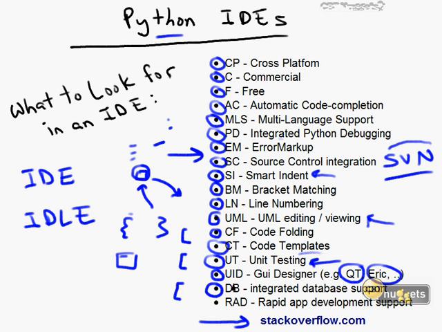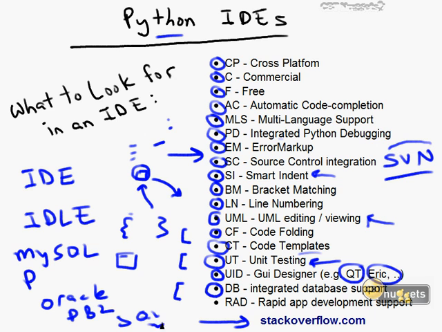Do we have seamless integration with databases? If we're working with Python frameworks, chances are you're looking at a database like MySQL or PostgreSQL, but you also could just as well be plugging into some of the big commercial systems like Oracle, IBM DB2, and Microsoft SQL Server 2008. And then finally, does the IDE support what's called rapid application development?